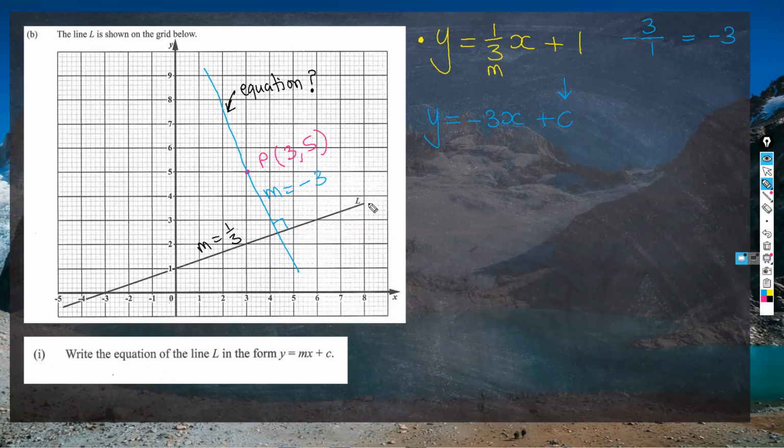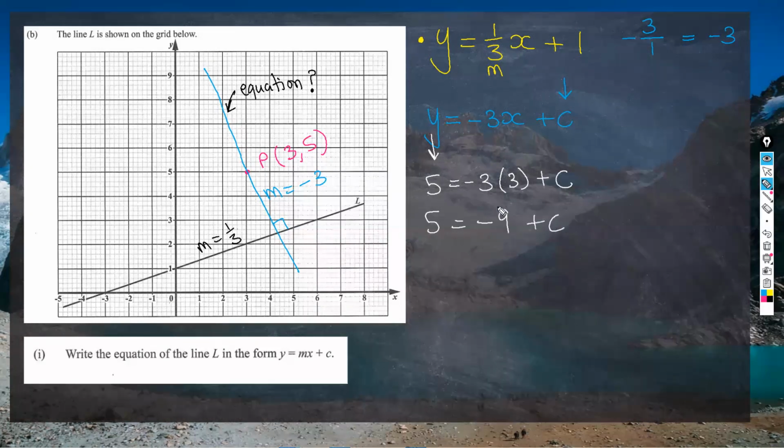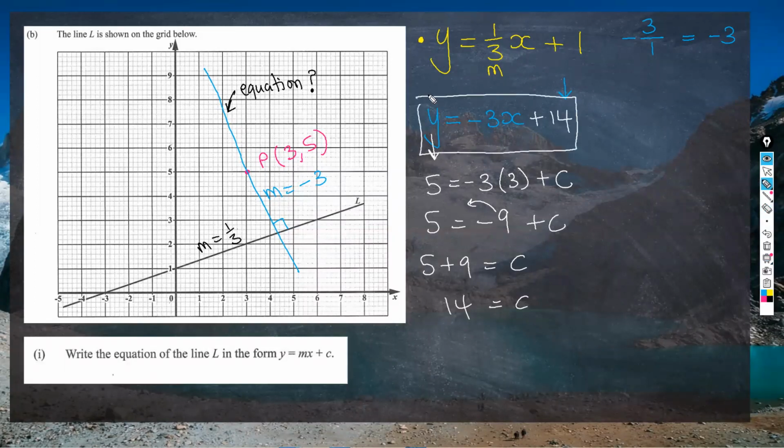To find the y-intercept, we need a point on the blue line. You do have a point, 3, 5. X is 3, y is 5. Go on, replace y with 5 and the x with 3. Minus 3 by 3 is -9. Want to solve for c, throw across -9, you get +9. You're getting 14. So the equation of that blue line is y is equal to minus 3x plus what? 14. This is your final answer here.